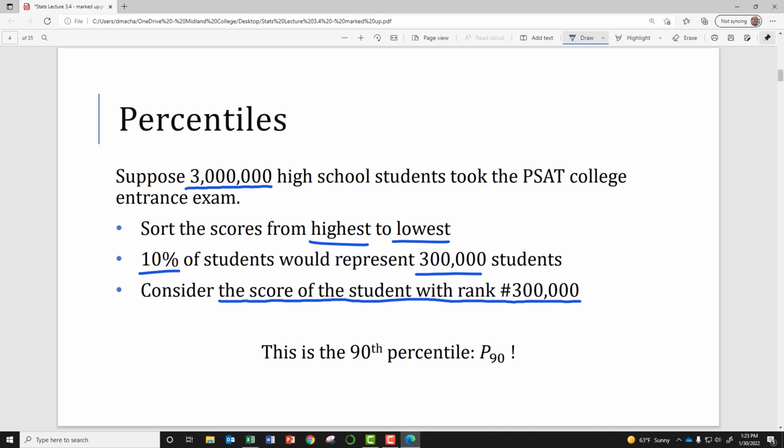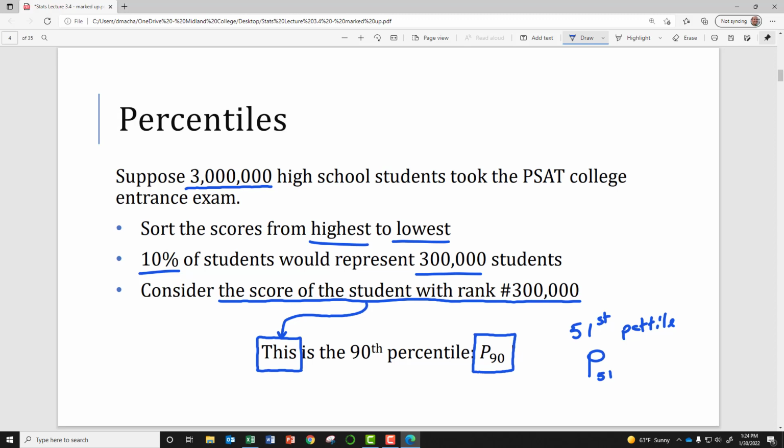So the student who didn't perform the best and didn't perform the second best, but performed the 300,000th best out of 3 million. It's pretty good, considering the sample size is 3 million. This score, whatever his or her test score was, is what we call the 90th percentile. This is the notation we use for the 90th percentile, capital P subscript 90. And so like the 51st percentile would be capital P with subscript 51, for example.